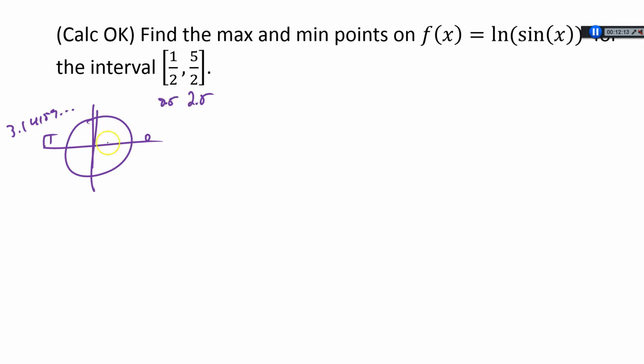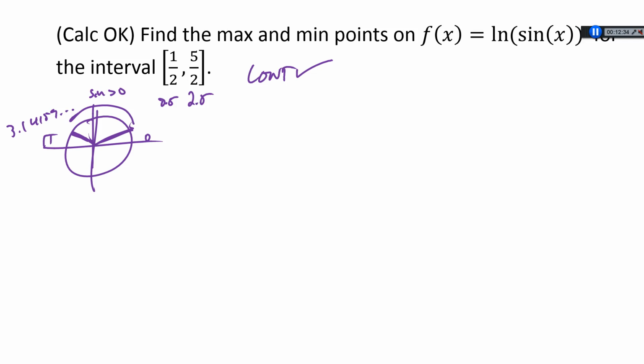0.5 radians, you don't have to know exactly where that is, but that's like over here somewhere. 2.5 radians is going to be short of pi. It's going to be like over here somewhere. That entire time, sine is greater than 0. And taking the natural log of a positive number is okay. You can't take the natural log of 0 or a negative number. So I know that I'm continuous. Awesome. You could also graph it to see that, but we just kind of did it analytically.